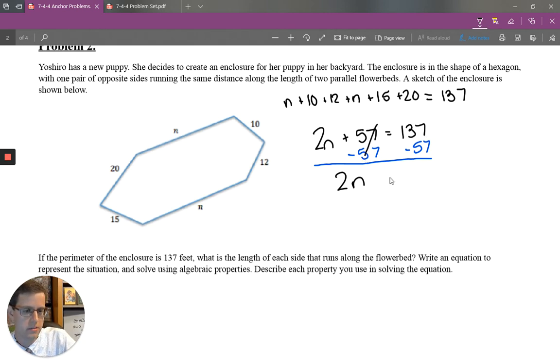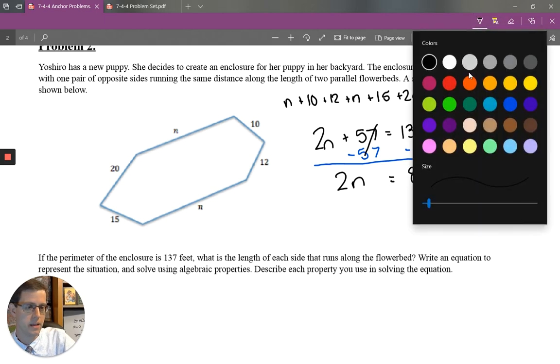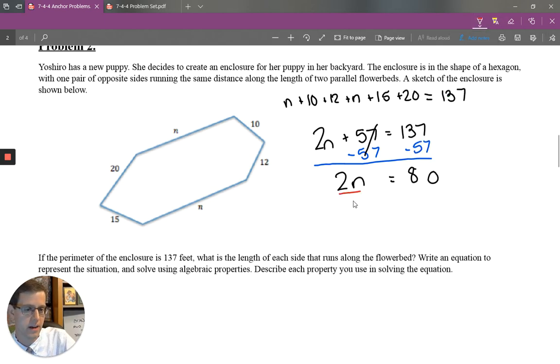7 minus 7 is 0. And then 13, or borrow, or however you want to do that, 13 minus 5 gets us an 8. So 2n is now equal to 80. So these two missing sides add up to 80. Well, 2 times that missing side equals 80, so divide by 2 on both sides. And now n is going to equal 40.